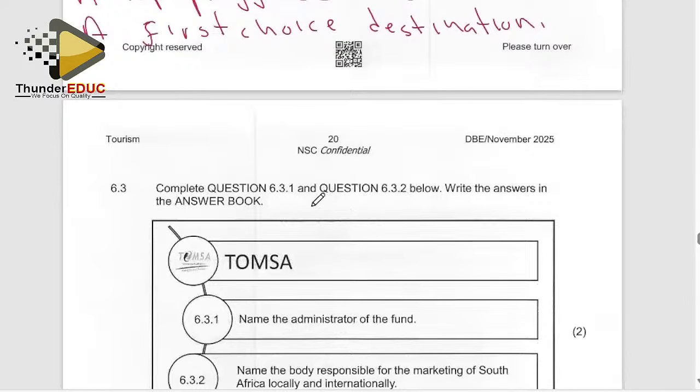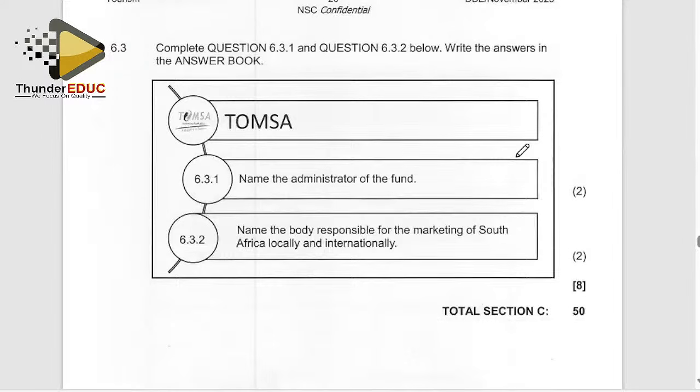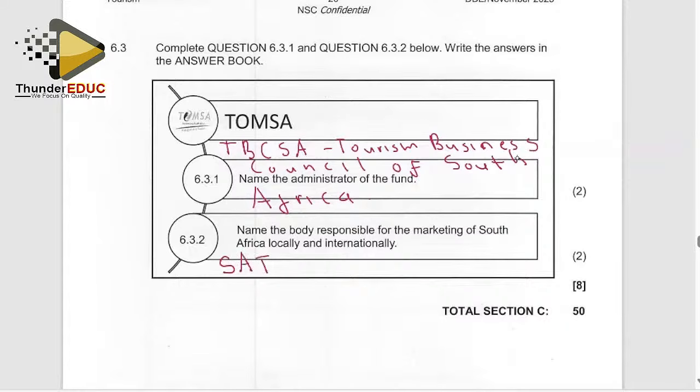So that is 6.2. 6.3, answer the question in 6.3.1. Complete the question 6.3.1 and question 6.3.2 below. Write the answers in the answer book. TOMSA. Name the administrator of funds. The administrator of funds is abbreviated as TBCSA, which refers to the Tourism Business Council of South Africa. Then name the body responsible for marketing of South Africa locally and internationally. It is known as SA Tourism, also known as SAT, that is South Africa Tourism. That is the body responsible for marketing of South Africa internationally and locally.